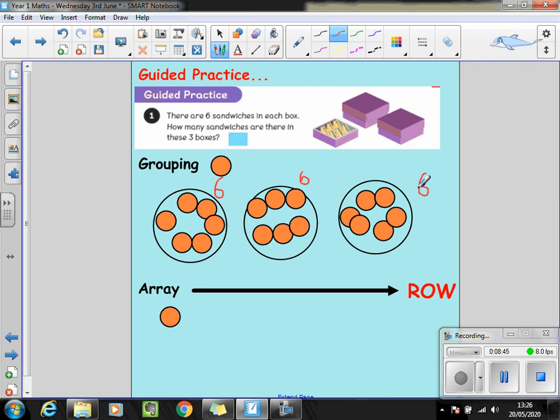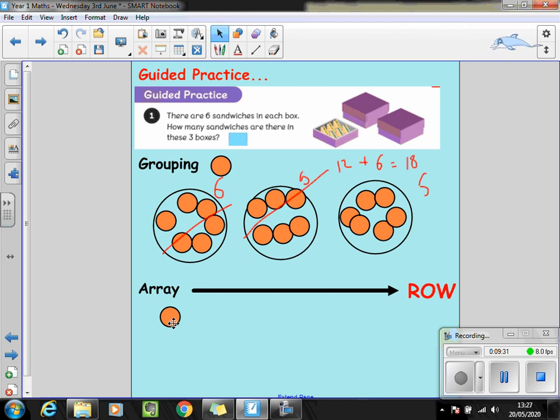How many sandwiches are there in these 3 boxes altogether then? Well, I could count on from 6. So I could say 6, 7, 8, 9, 10, 11, 12, 13, 14, 15, 16, 17, 18. Or if I know my number bonds a bit more, I could count like this. 6, add another 6, I know is 12. Add 6 more, I know 2 add 6 equals 8, plus the 10, therefore there are 18 altogether.